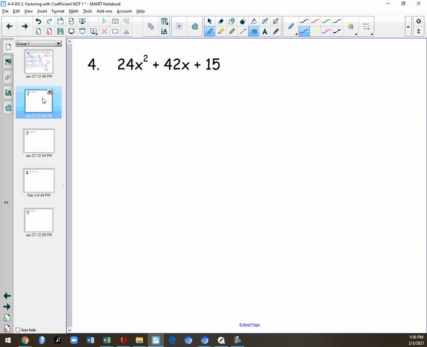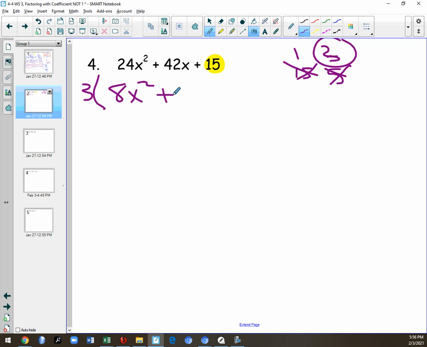Next, number 4. Smallest number up here is 15. Factors of 15 are 1 and 15, 3 and 5. 15 does not go into all of those. 5 does not go into all of those, but 3 will go into all of those. Okay? Now, with that being said, we're going to pull out a factor of 3. So if I pull out a factor of 3, I'm left with 8x squared plus 42 divided by 3 is 14x plus a 5. These are the new numbers I'm going to be using for my x.